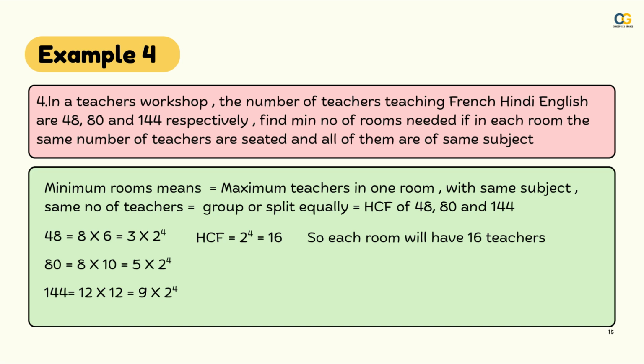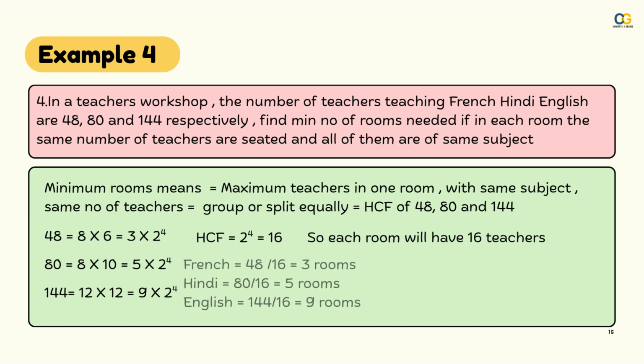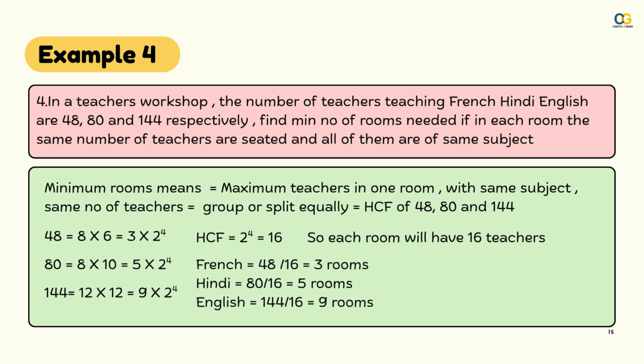So how many rooms would there be? Well, there are 48 French teachers. Dividing them into groups of 16, we get 3 rooms. There are 80 Hindi teachers. Dividing with 16 teachers in each room, we get 5 rooms. And 144 English teachers would be in 9 rooms. Summing these 3, 5, 9 together, we get 17 rooms in total. This was a little tricky question and also a prior year board question. So understand the question clearly before you start marking the answer.